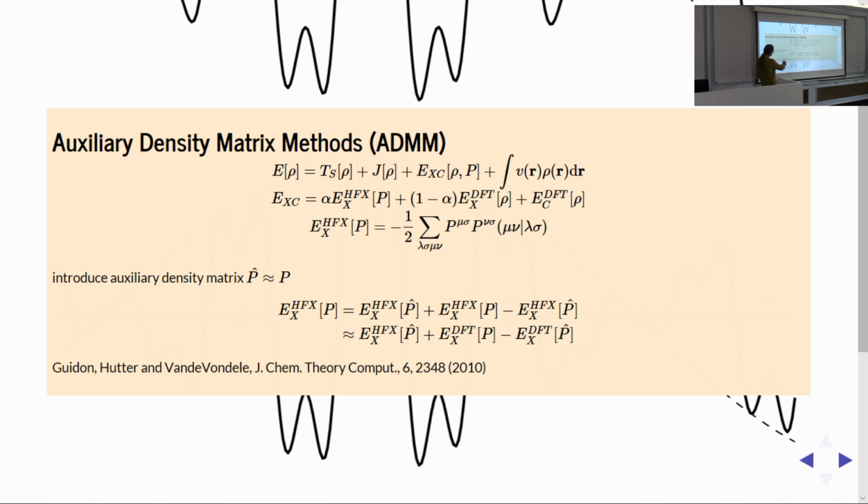Now if my auxiliary density matrix is reasonably close to the true density matrix in some sense, then let's see what we've got here. So the first thing is the Hartree-Fock exchange energy calculated in our auxiliary density matrix. And then at the end here, I should have coloured this, E_X Hartree-Fock of P minus E_X Hartree-Fock of P hat. It's the difference in the exchange energy between the full density matrix and the auxiliary density matrix.